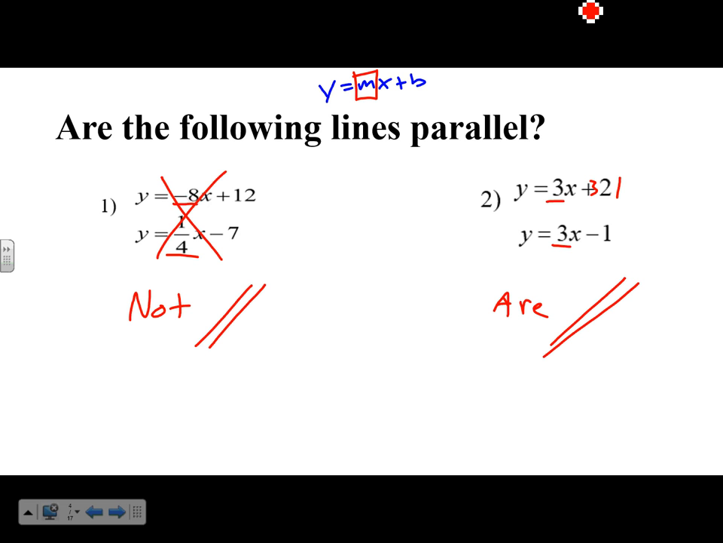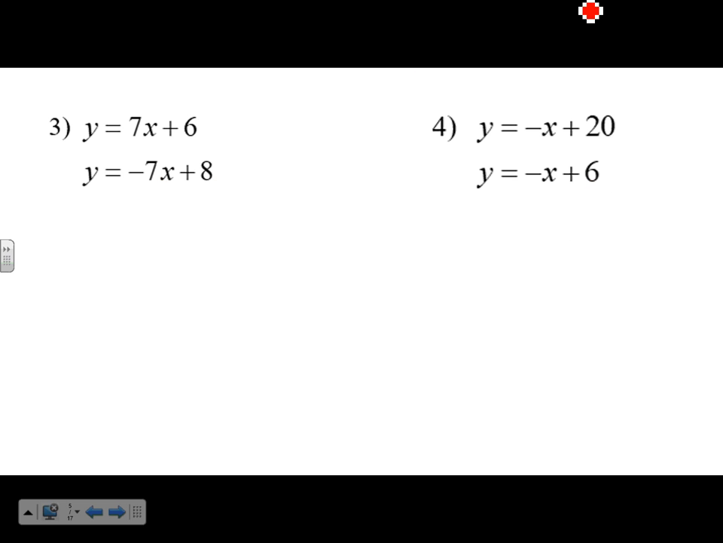That's okay. Now, this one, we have 7 and -7. They seem like they're really close to being the same, but they are not. One's 7, one's -7, so not parallel. And the last one we have -x and -x. Now remember, a -x is actually -1. The slope would be -1 for that one. But indeed they are the same, so they are parallel.